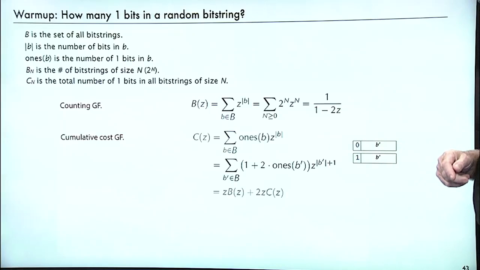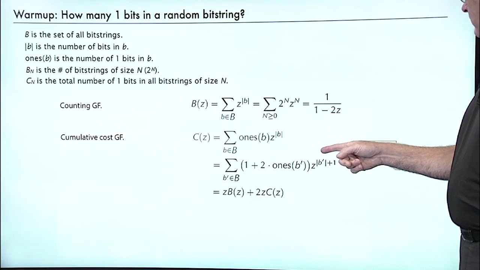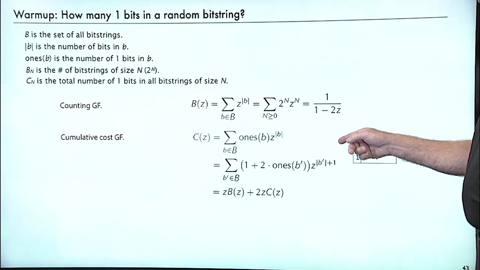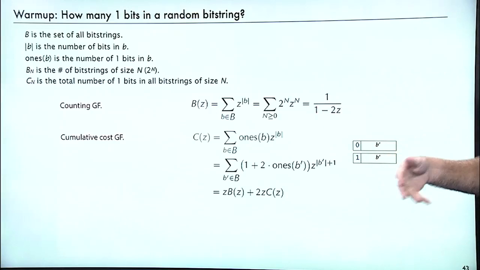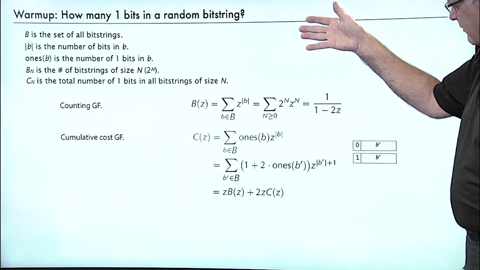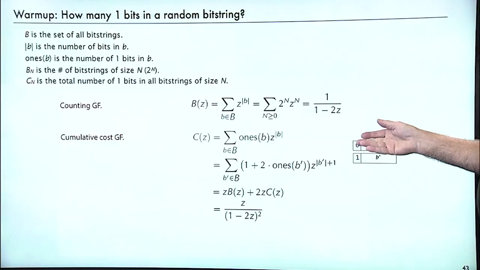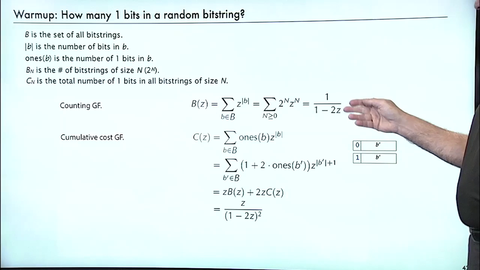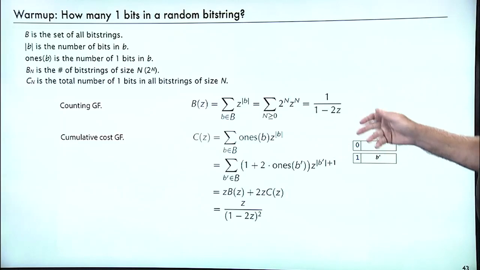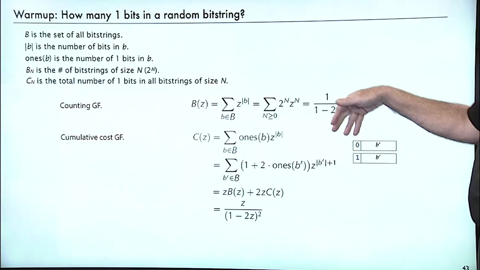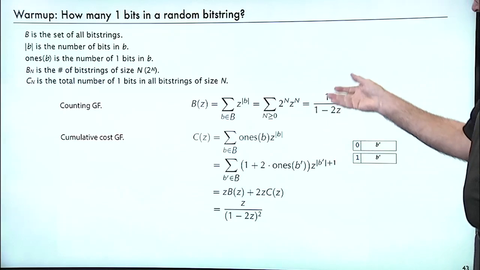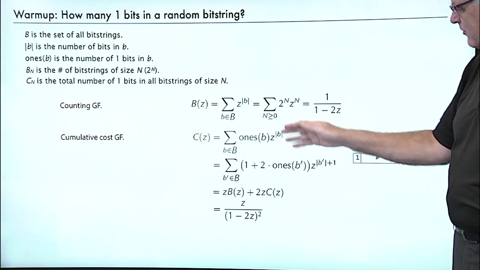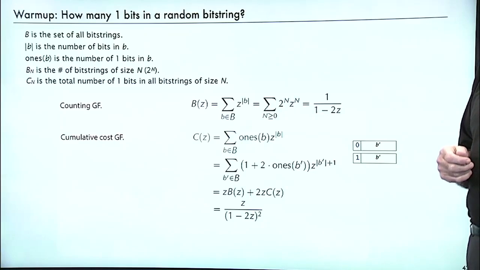And so now just doing the math, the first term gives us z B of z, and the second term gives us 2z C of z. So that's an equation for the accumulated cost function, and we've got what B of z is, so we can just solve that equation. z B of z is z over 1 minus 2z, and it's C of z, bring 2z C of z over to the left-hand side, so we divide by another factor of 1 minus 2z. And so that's a proof that C of z is equal to z over 1 minus 2z squared.